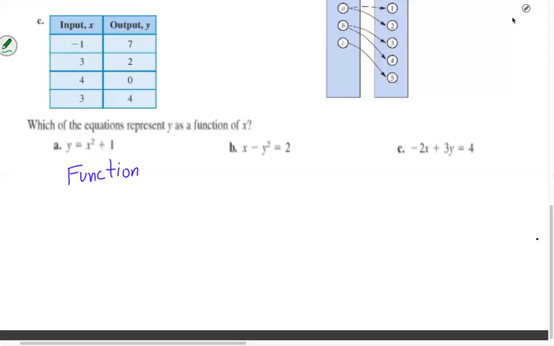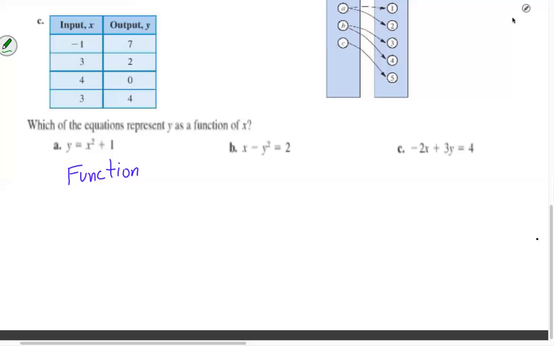All right, now let's pick Abby. Abby, B or C? One of them's a function, one of them's not a function. Which one's the function? What do we got, Abby? Is B the function? B is actually not the function. It's C. And I'm going to show you why, Abby.